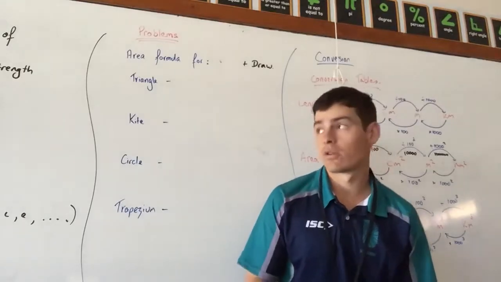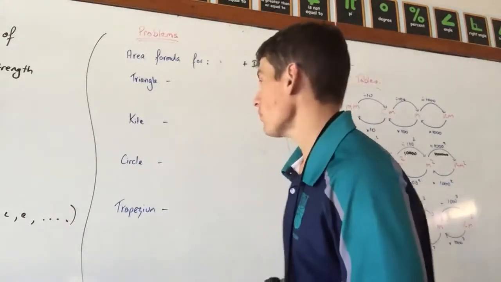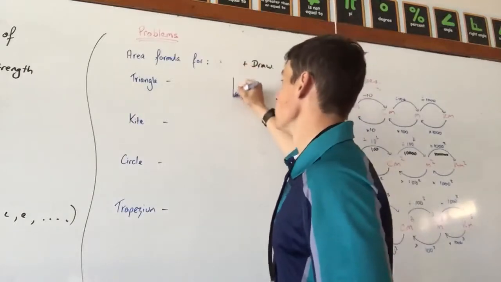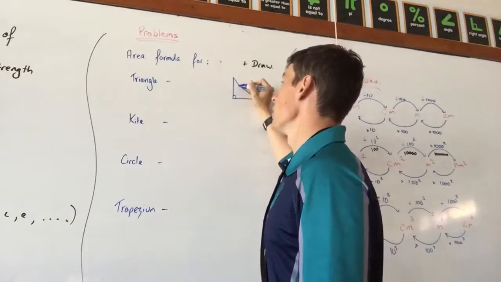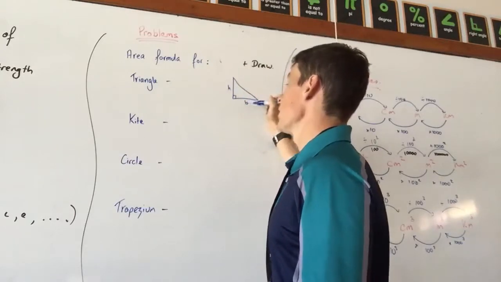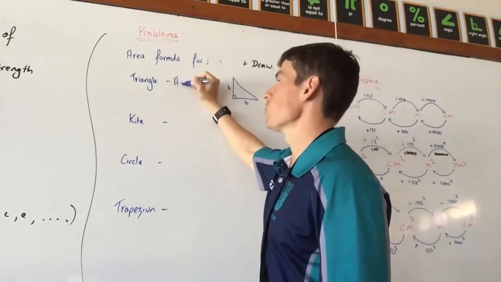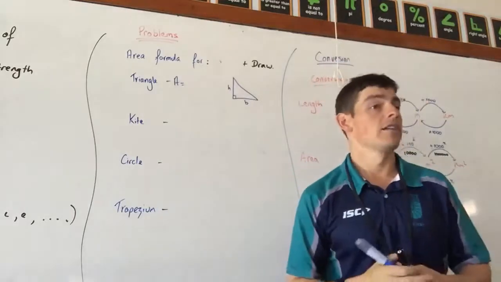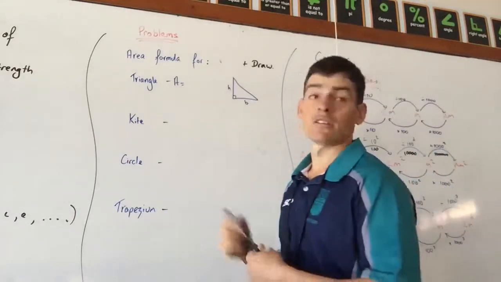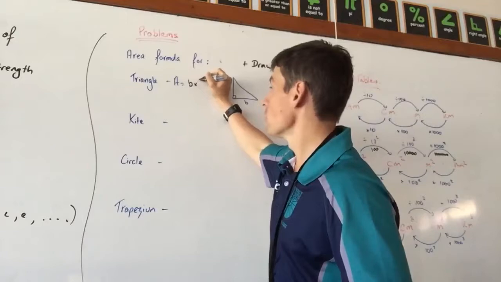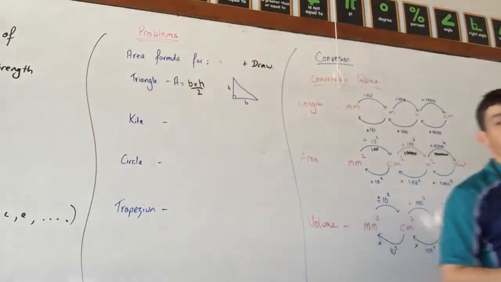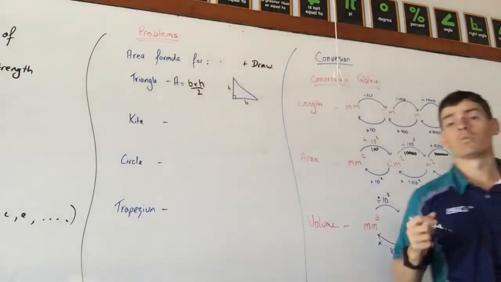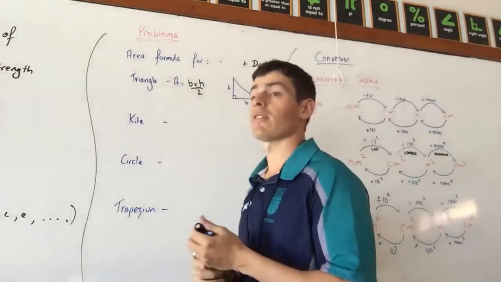And the key shapes that we're looking at are the triangle. Okay, and the triangle obviously looks something like this. Doesn't always need a right angle, but that's our height and that's our base, and our area equation equals what? Base times height. Base times height over 2. Good. Very good.